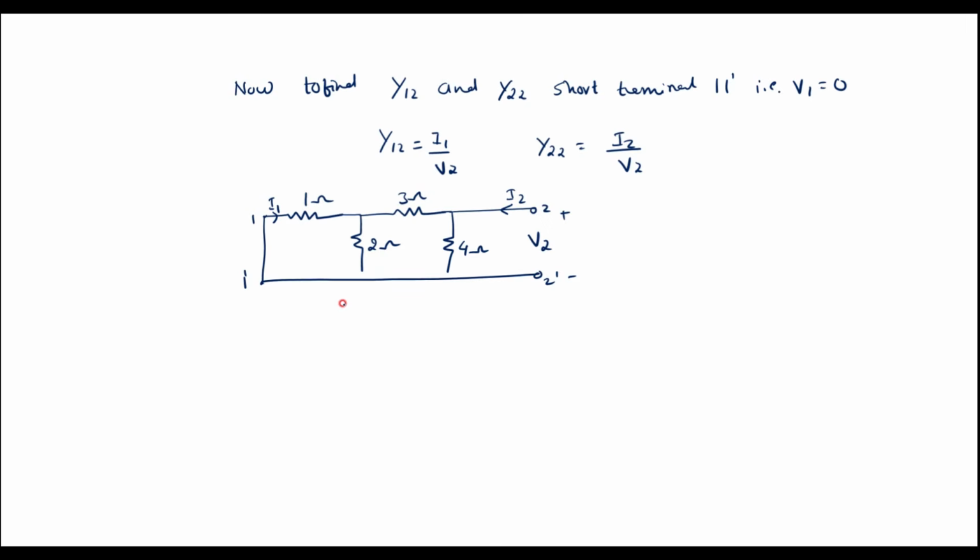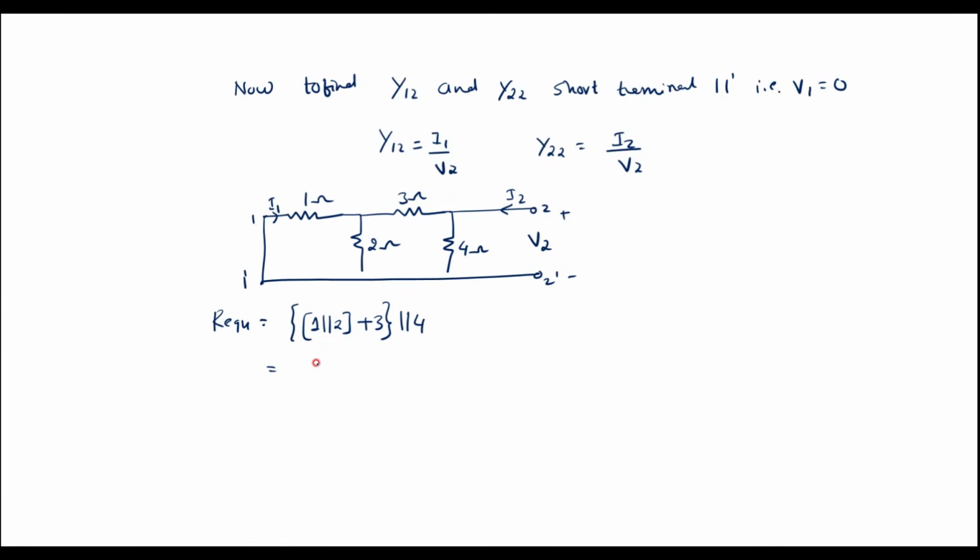So now I will try to simplify this. So here we can see that 1 ohm and 2 ohm are in parallel. Then this combination is in series with this 3 ohm. Then this whole combination will come in parallel with 4 ohm. That will become my equivalent resistance. So let me find the equivalent resistance first.